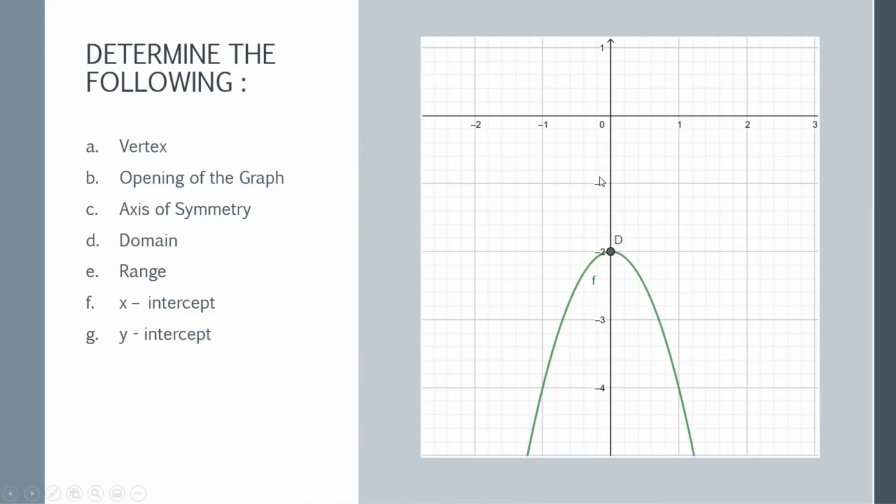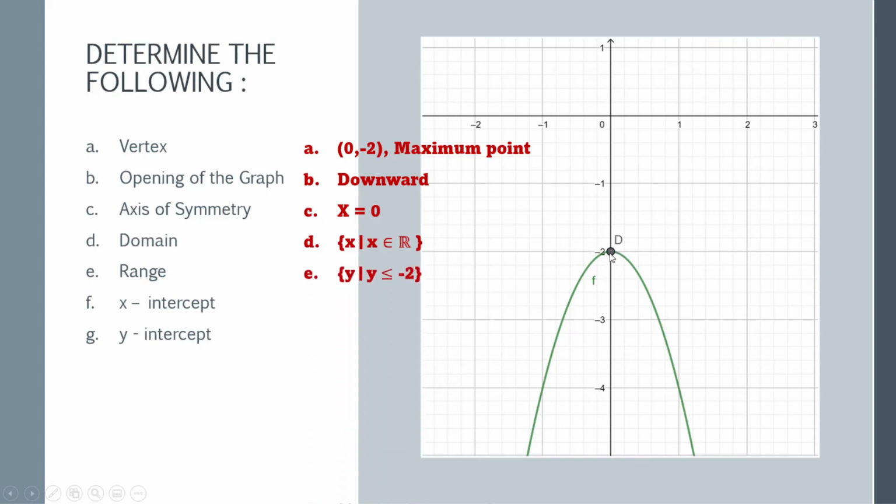Okay, another example. Using the graph. So, ito makikita na natin yung the vertex, open of the graph, and so on. First, the vertex. Ang vertex natin, ano yung coordinate nito? So, x is 0 and the y is negative 2. Ayan ang coordinate niya. It has a maximum point because going downward. Opening, downward. Axis of symmetry, meron ba? Yes. So, ito yung pinakagitna natin. So, 0. And the domain, automatic, all real numbers. The range, so from negative 2, so y such that y is less than or equal to negative 2.